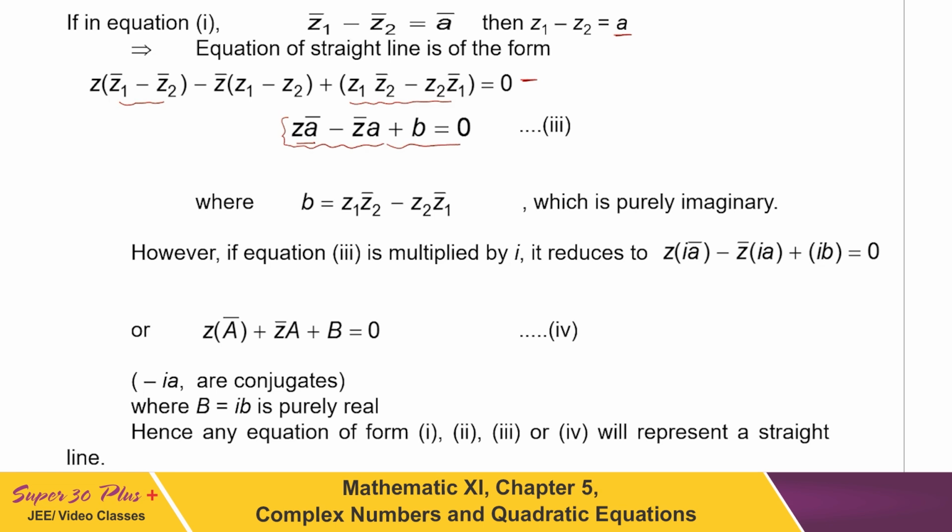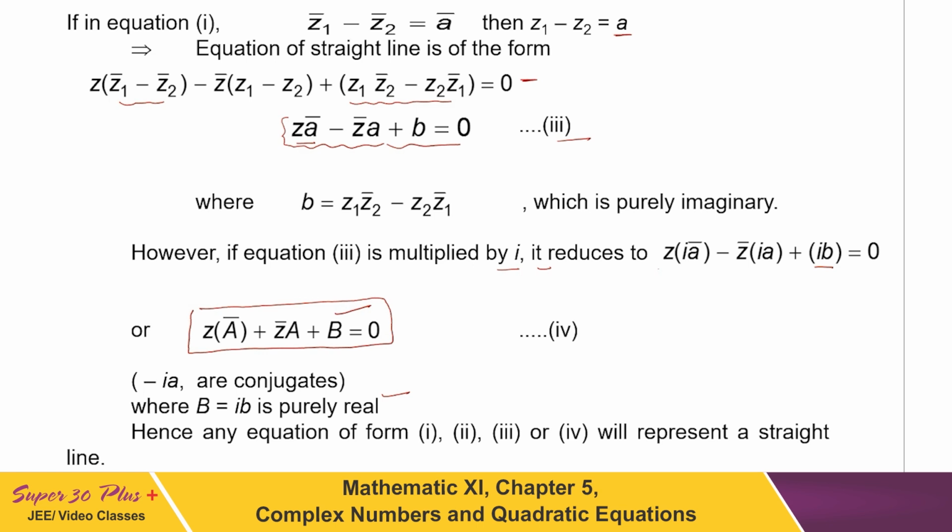And here, if this equation is multiplied by iota, it reduces to z iota a bar minus z bar iota a plus iota b. And we can write this equation like this: z a bar plus z bar a plus b is equal to 0. This is the fourth equation, and this also represents the equation of a straight line. But here b is purely real.